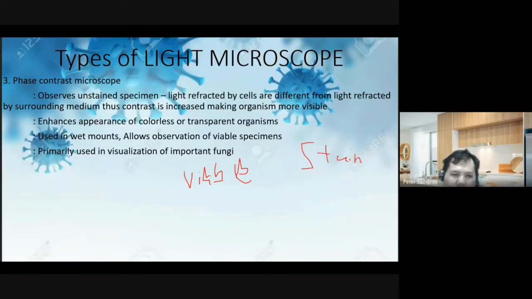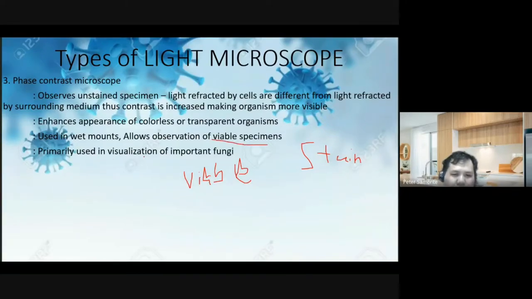When you stain your bacteria, they would die. So let's say you want them alive, you want them viable, you would use your phase contrast microscope. Now, your phase contrast microscope, class, would refract the light from the surrounding towards the organism. So instead of equal light in the background, it would use the background of light as a source of light. It enhances the appearance of colorless or transparent organisms. Used in wet mounts and allows observation of viable specimens.